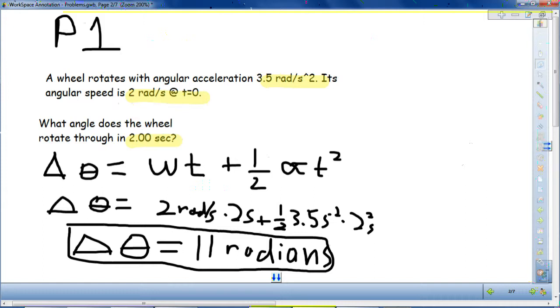So if you start out with the second Black equation, delta theta equals omega t plus 1/2 alpha t squared, and plug in numbers. Delta theta equals 2 radians per second times 2 seconds plus 1/2 times 3.5 seconds inverse squared times 2 seconds squared. Remember to square that last seconds. And if you plug it all through your calculator, you should get change in theta is 11 radians.